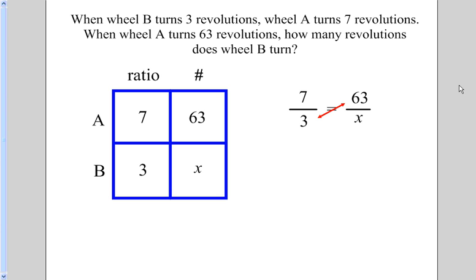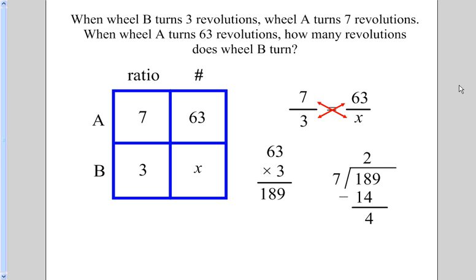3 times 63. 3 times 3 is 9, 3 times 6 is 18, so we get 189, and we can divide that by 7. 189 divided by 7. 7 goes into 18 2 times. 14 with 4 left over, bring down the 9. 7 goes into 49 7 times. So the answer is 27. That is the number of revolutions for wheel B when wheel A turns 63 times.